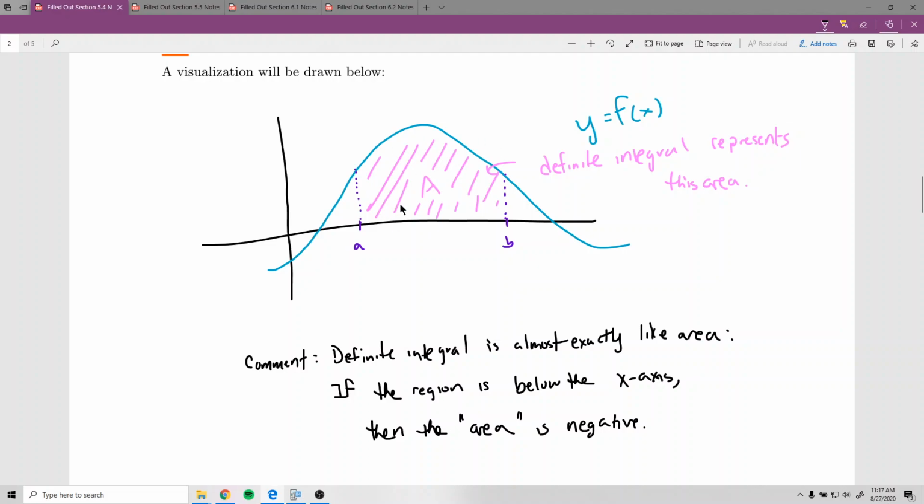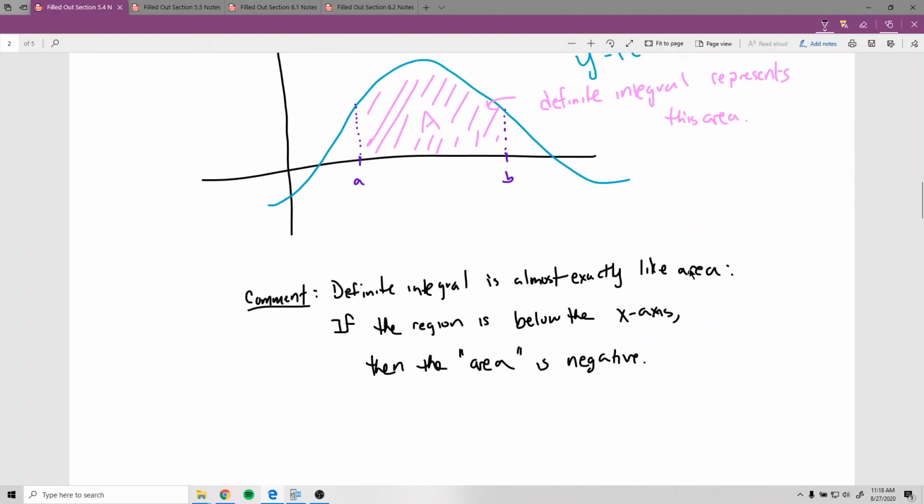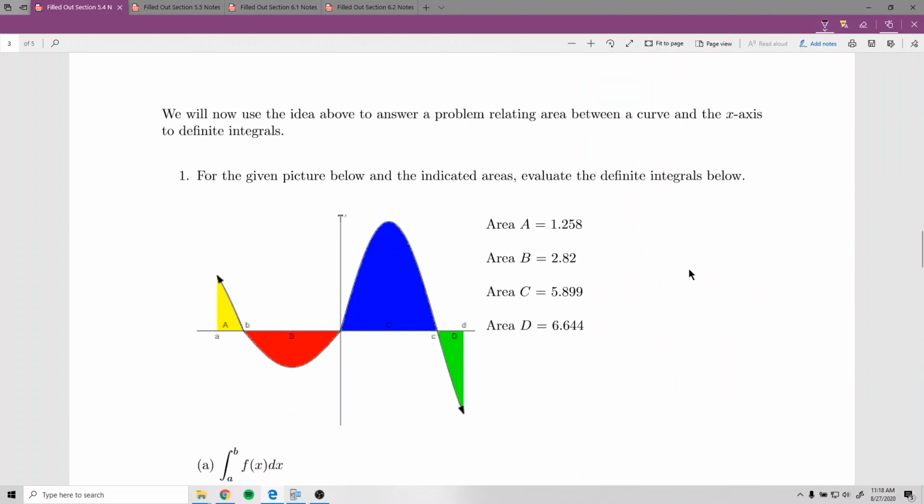So if we computed this area for a graph like this, it would be positive. If we wanted to find the area of a section below, when we do our definite integral, it would be negative. And that's very different from any areas you would find before, because we don't like to think about area being negative. So the definite integral is almost the same, but very, very slightly different. But we'll just practice looking at a graph, being told some areas, and how to figure some stuff out.